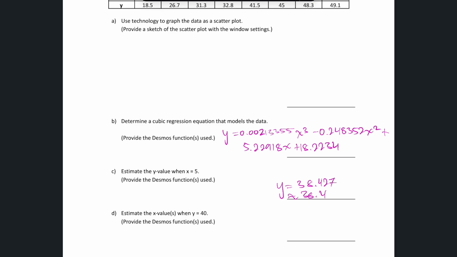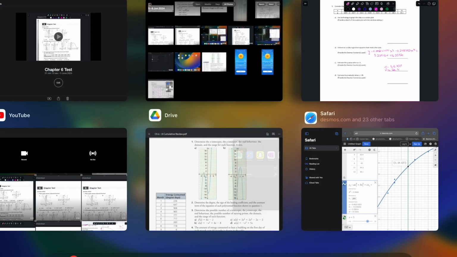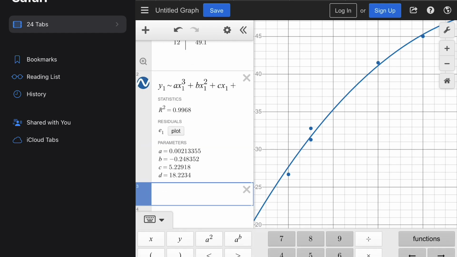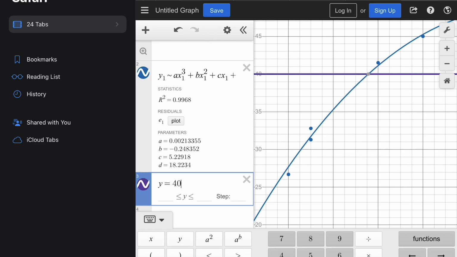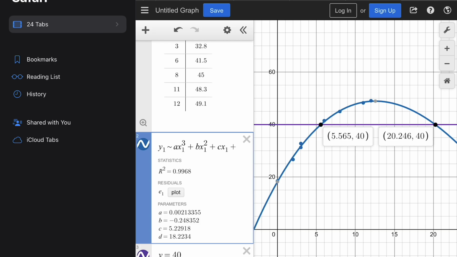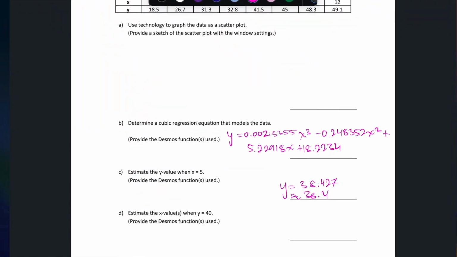And then the x value and y is 40. Values in the question, so I'm assuming there might be two different options because it's parabolic. Oh, because it's quartic. Cubic? Oh my word, I can't speak properly. When y equals 40, 20.246 or 565.